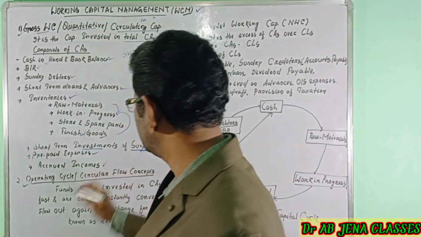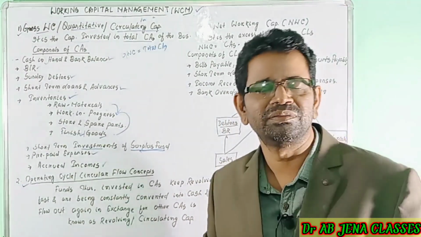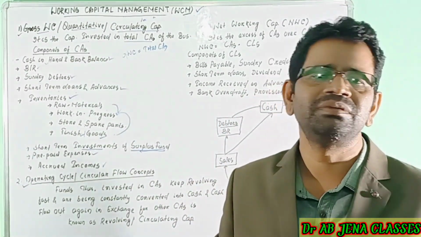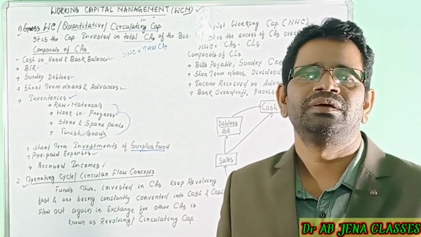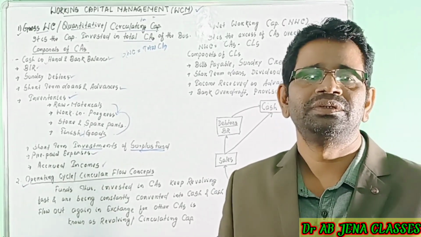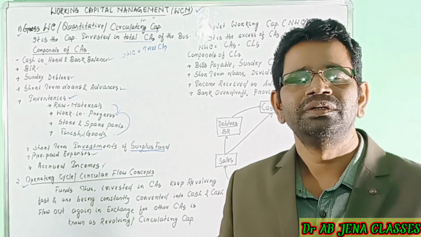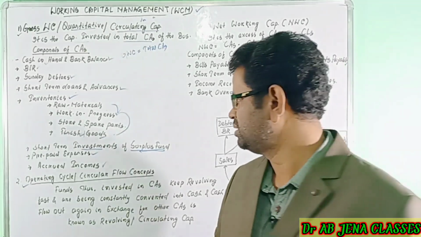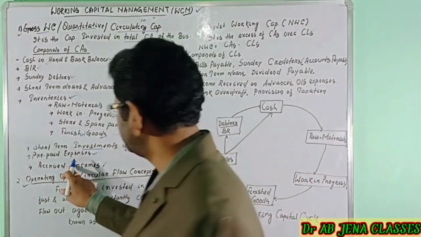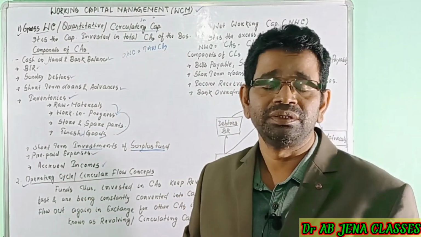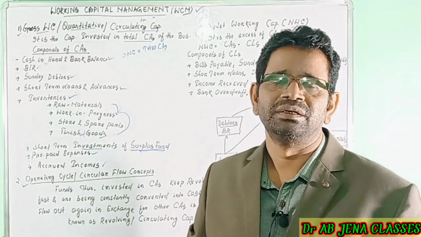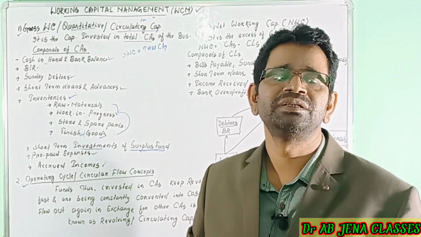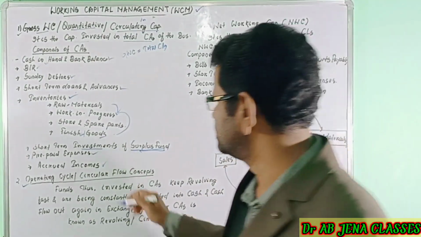Then accrued incomes. What is the meaning of accrued incomes? We know about income, but accrued income means the income has already fallen due, but your business has not received it. So it's the accrued incomes.